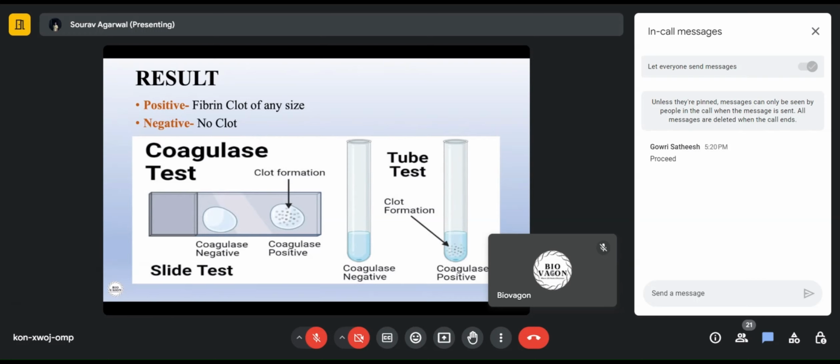The other case is citrate utilizing bacteria. Citrate utilizing bacteria may show a false positive by slide test. So in that case also, we are going to go ahead with the tube test. These are the two things we need to remember here.